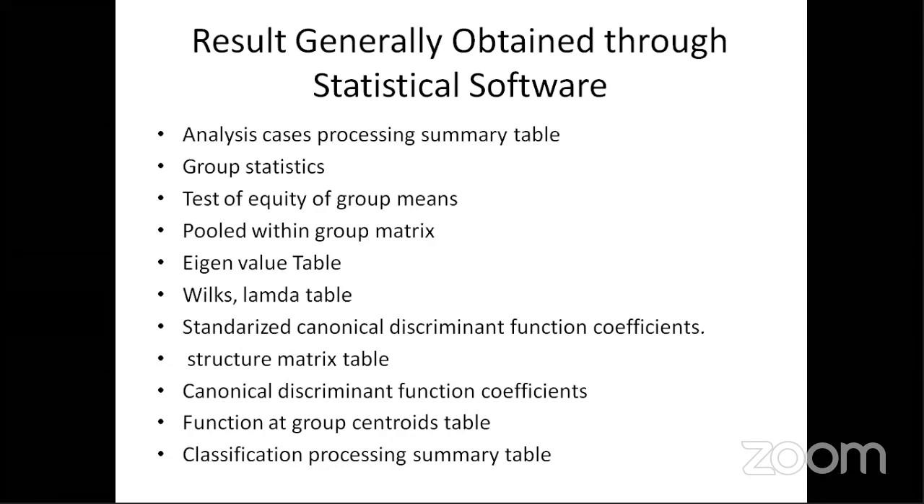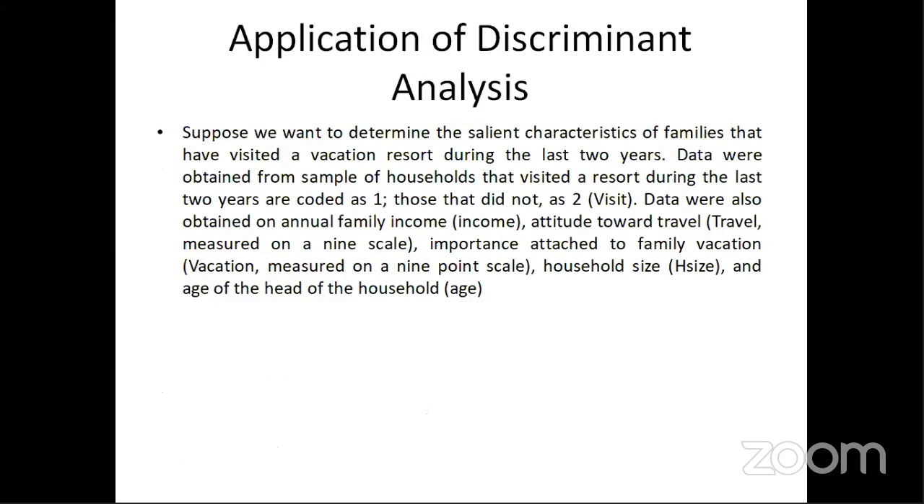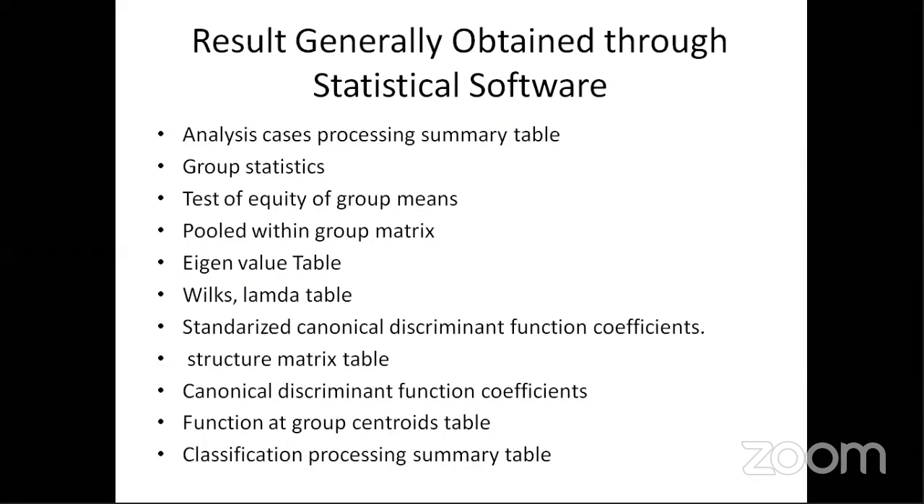The group statistics will explain the summary of your independent variables, meaning the mean and standard deviation of your independent variables, for both groups and the combined group. Suppose you have two groups, satisfied and non-satisfied, and combined. We'll estimate the average age of the satisfied group, the average age of the unsatisfied group, and the average age of the combined group. And we'll see the equality of the group means.